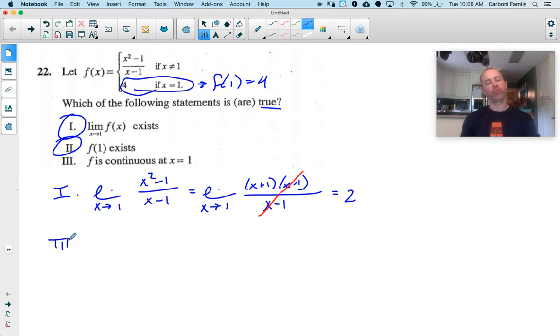To show that 3 is true, for something to be continuous, your limit definition of continuity is the limit as x approaches the point in question of your function must equal f of that value. By looking at parts 1 and 2, we've already established the limit as x approaches 1 is 2. f of 1, they tell you is 4. Those are not equal, therefore not continuous. And 1 and 2 are the only ones that are true for number 22.